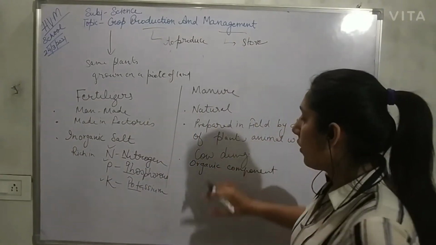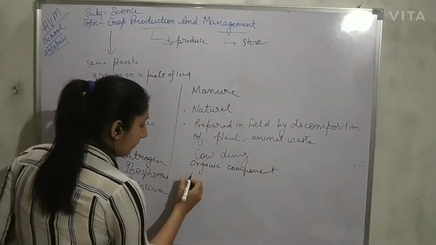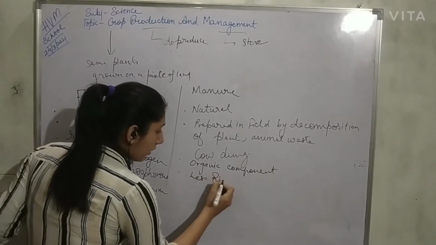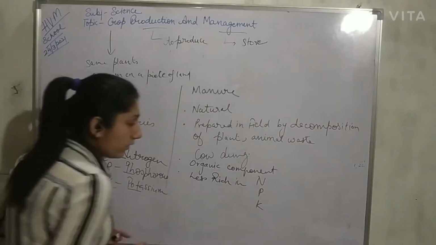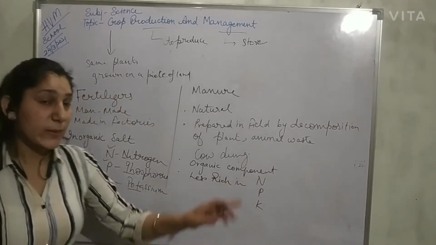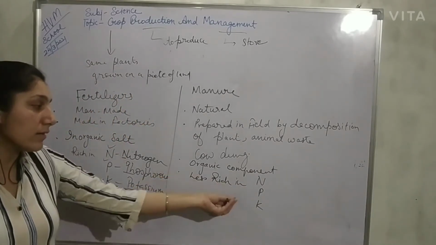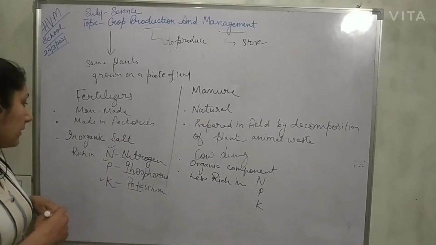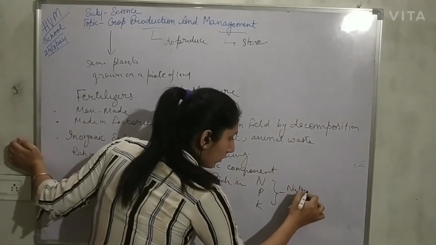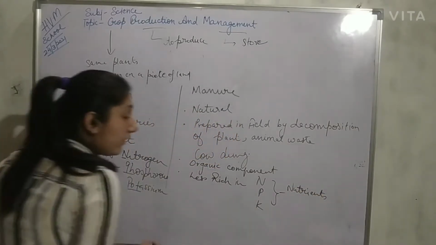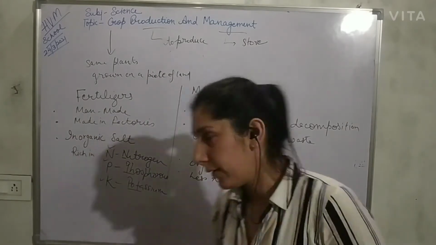But manure is comparatively less rich in NPK. So whenever we say NPK, it means nitrogen, phosphorus and potassium. What are these? These all are nutrients, nutrients that are needed for the soil to grow good quality crops.